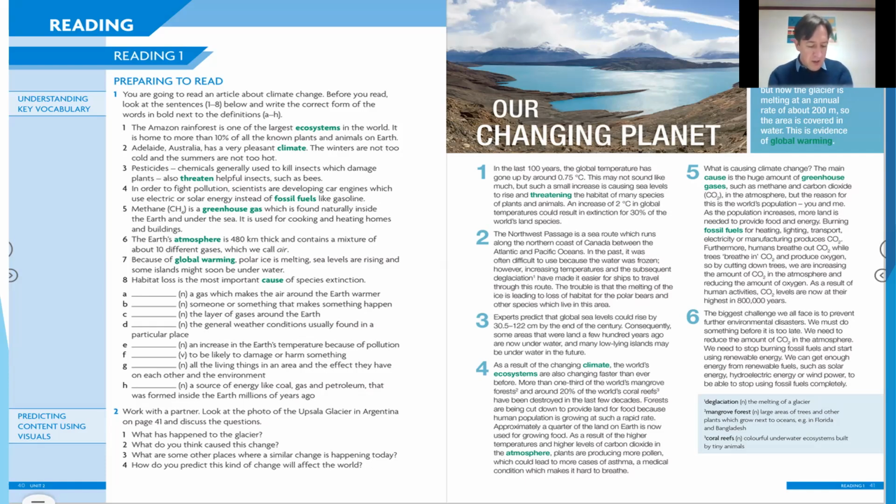And H, a source of energy like coal, gas, and petroleum that was formed inside the Earth millions of years ago. Fossil fuels. In America, they use gasoline in their cars. In England, we call it petrol or petroleum. All right, so that's the vocabulary for reading 1. We're not going to read the article. If you want to read it yourself, go for it, but it's not part of our class.